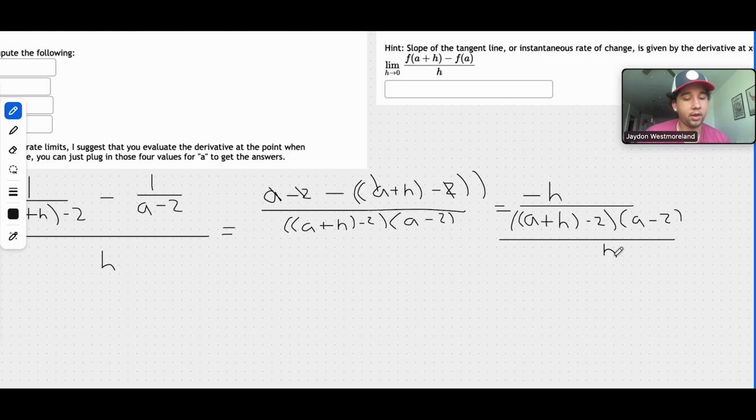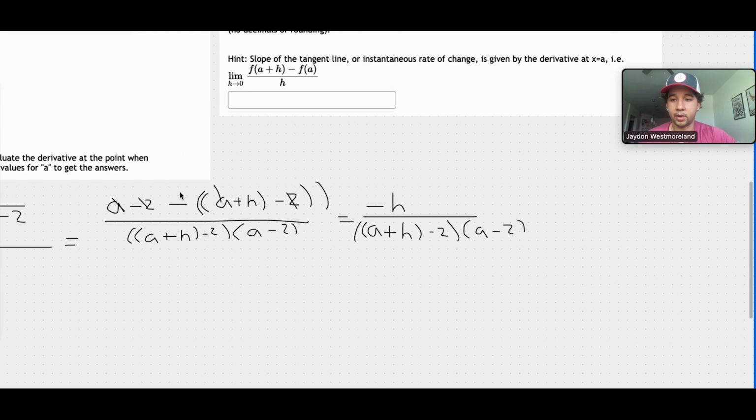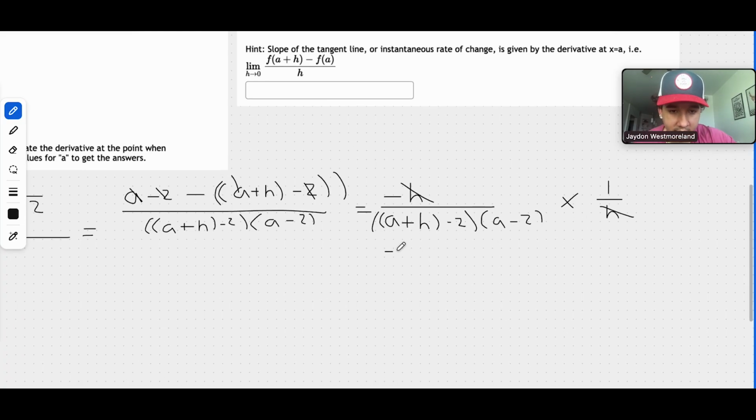Now, in this case, it's the same thing as multiplying. Anytime you're dividing a complex fraction, what I would do is I'd multiply by just the fraction. So this is the same thing as just multiplying by 1 over h. Notice how these are going to cancel out, giving me essentially -1 over all of this stuff. And then from here, I'm honestly just going to plug in 0 for h here, just so I don't have to deal with it.